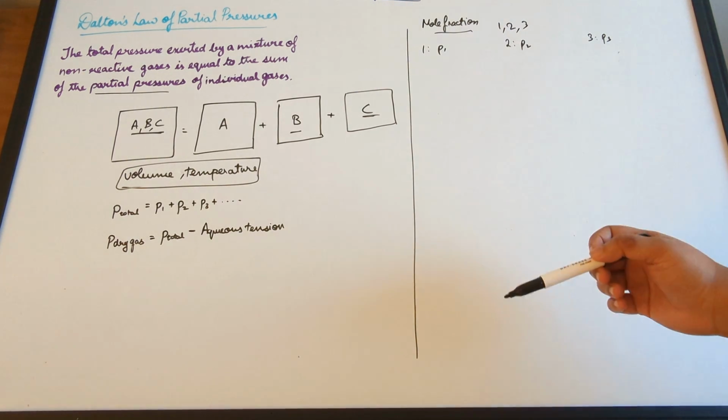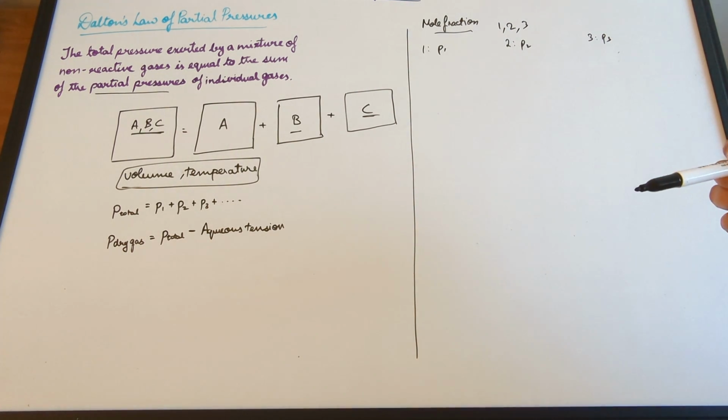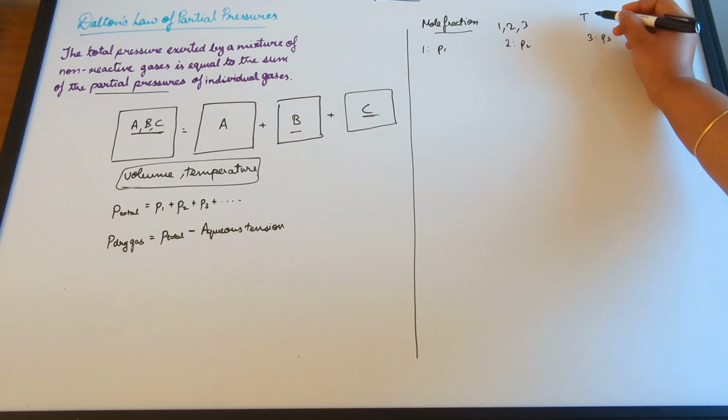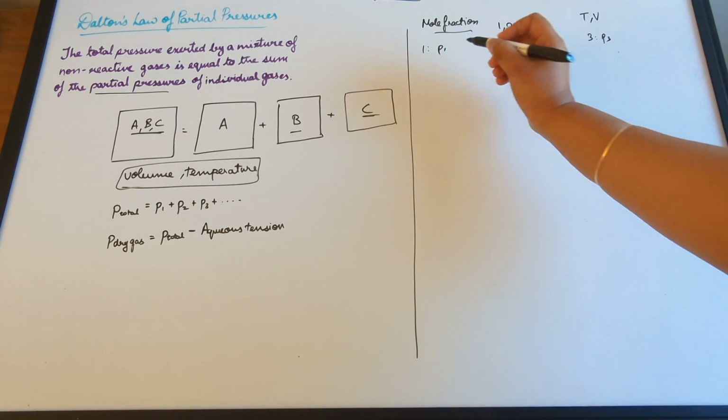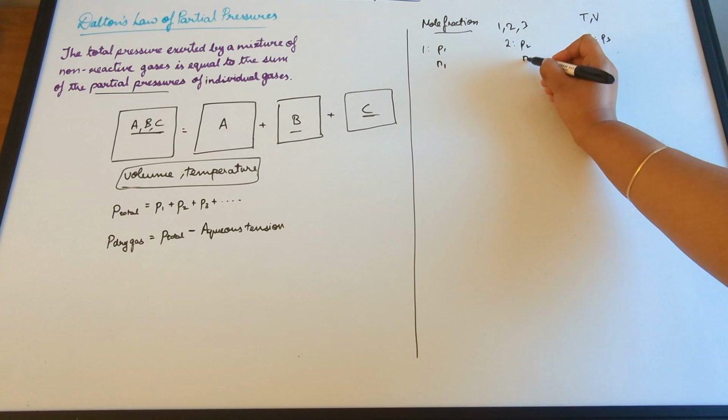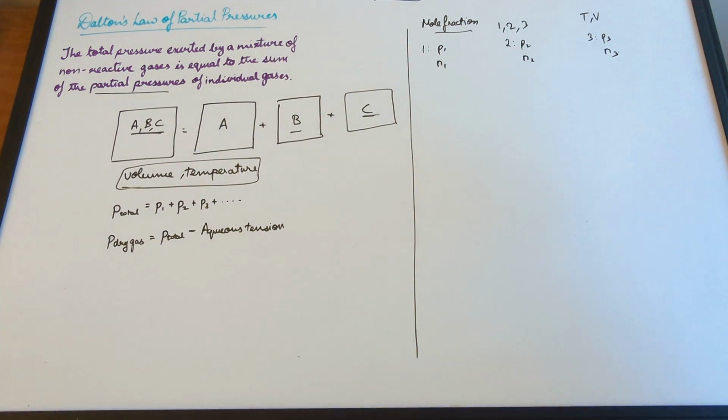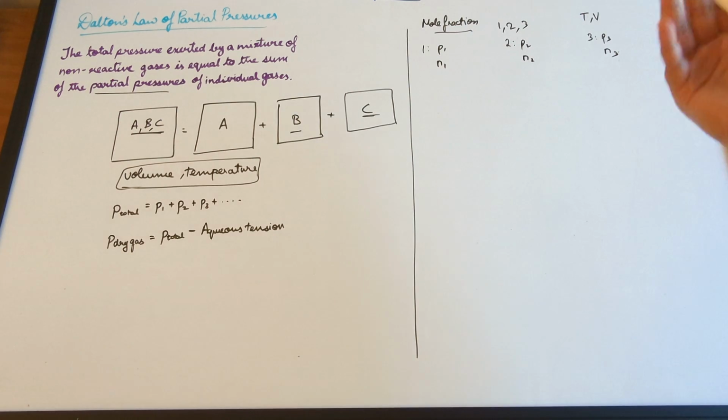So we are assuming that the temperature in these 3 cases is going to be constant, and the volume as well. The number of moles of each of these is going to be N1, N2 and N3. So we're having 3 gases with pressures P1, P2, P3 and number of moles N1, N2 and N3, and this is at a constant temperature and volume, because that's what this law is based on.